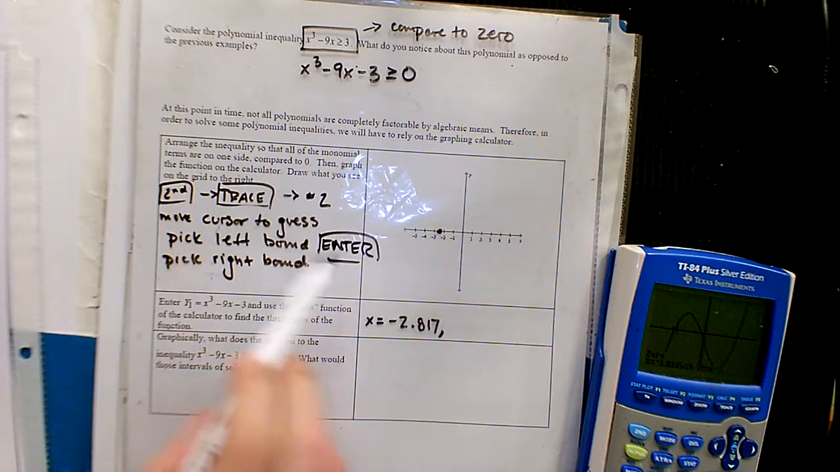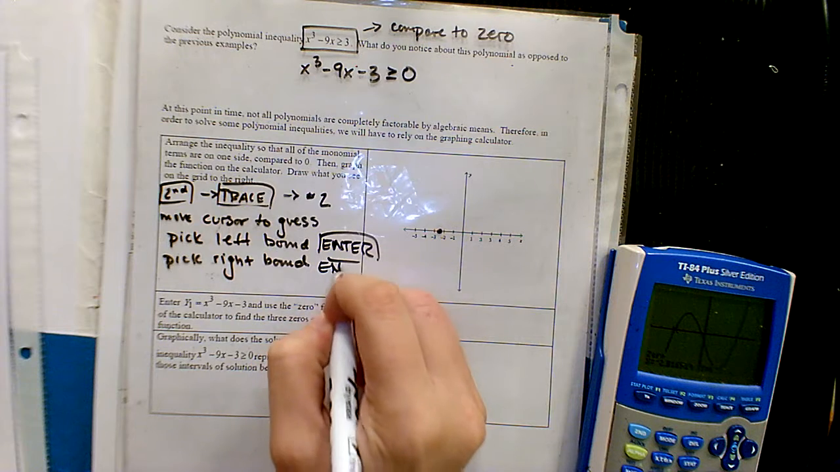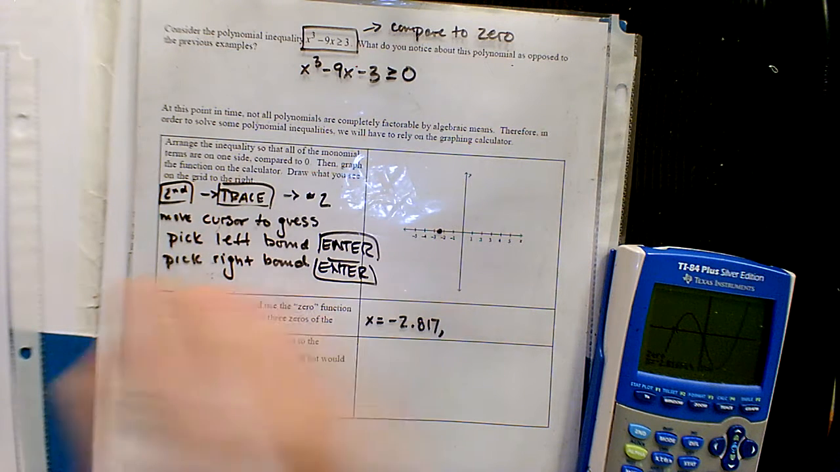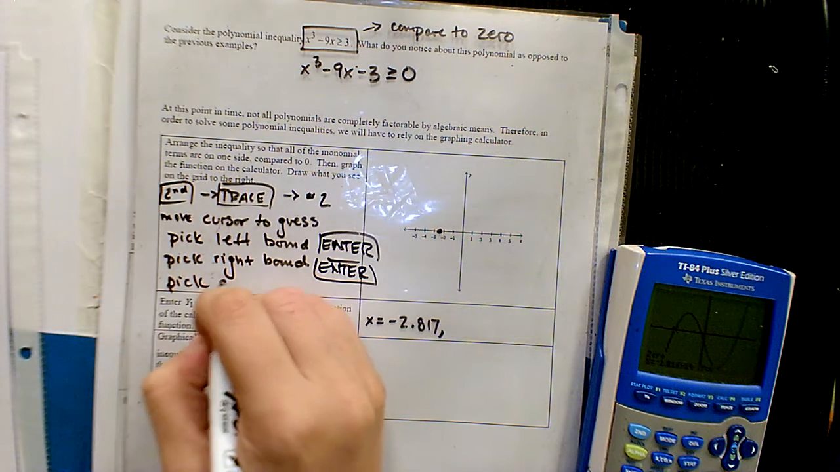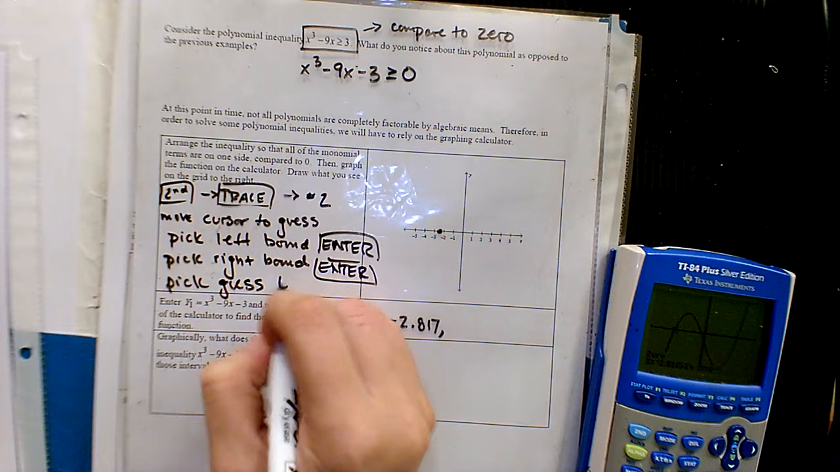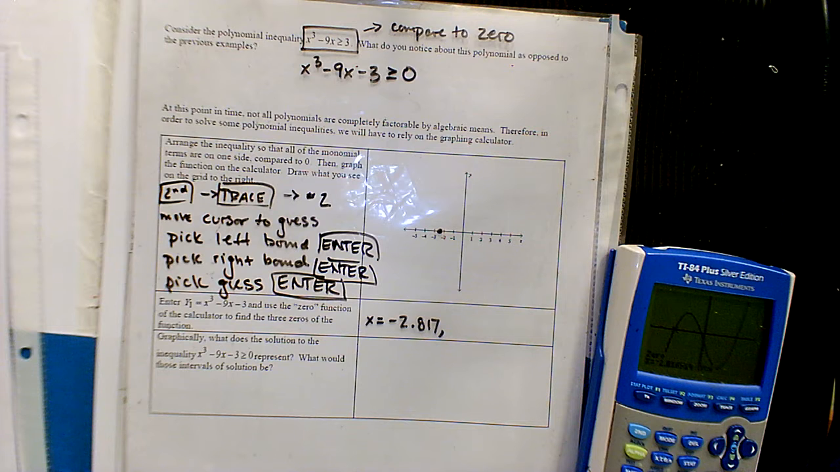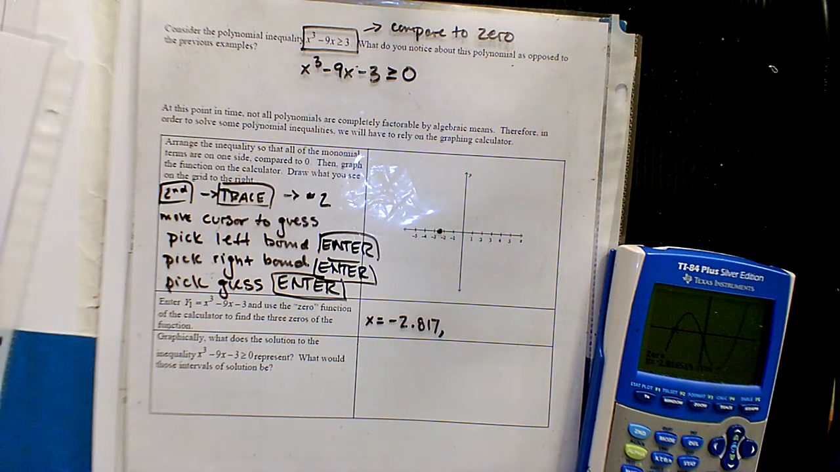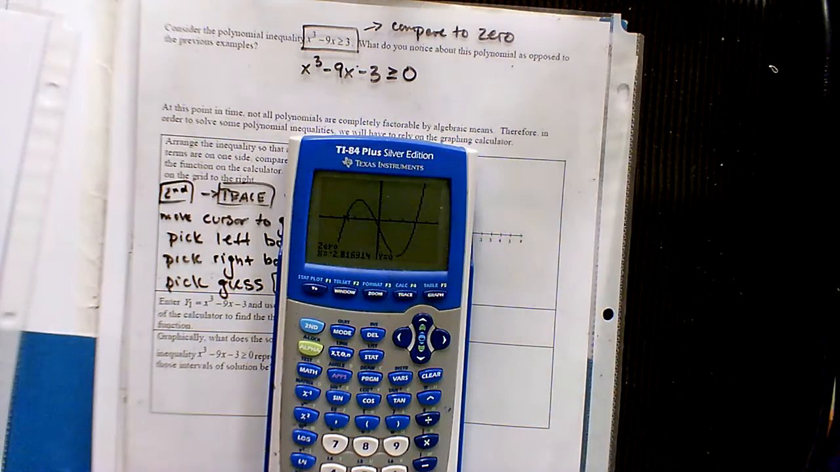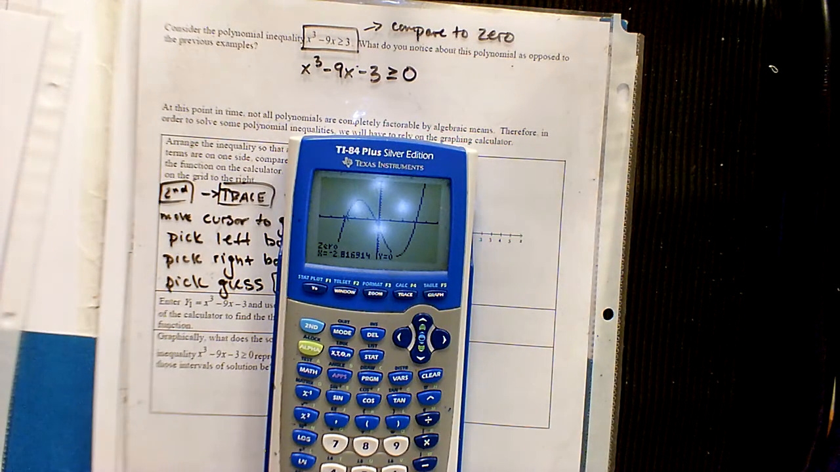All right, pick left bound, enter, pick right bound, enter, pick your guess, and then enter. Is that coming back to us a little bit from earlier this year? What's interesting is the maxes and the mins work the same way. We had to pick a left point, right point, and then our guess point. This is the same process for x-intercepts. Now, that was all wonderful. We just got to repeat the process 2 more times because we have 2 more x-intercepts.